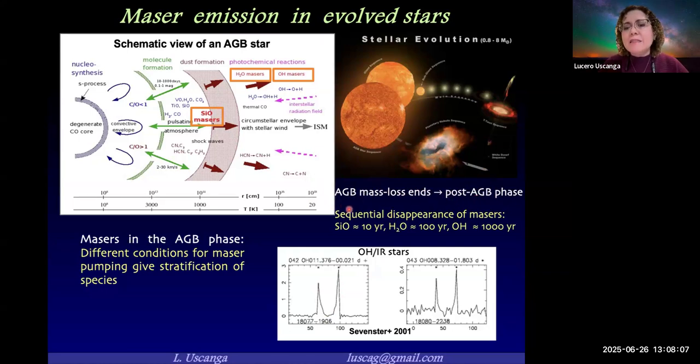It's at this stage that the masers present during the AGB phase start to disappear in a sequential way. First the SiO masers, after that the water masers at a typical time of 100 years, and finally the OH masers at a time of around 1,000 years.